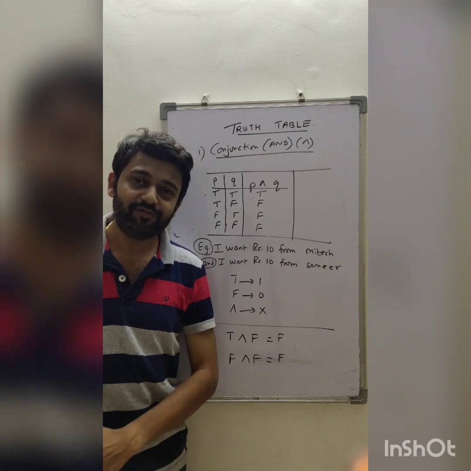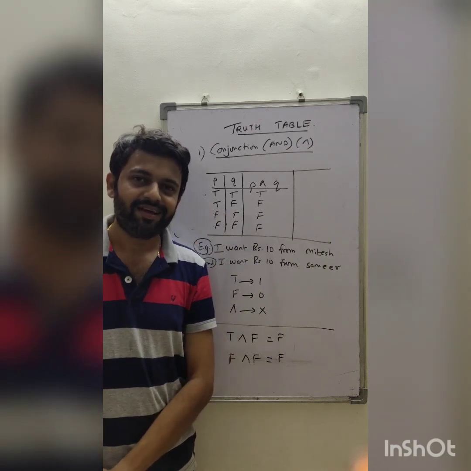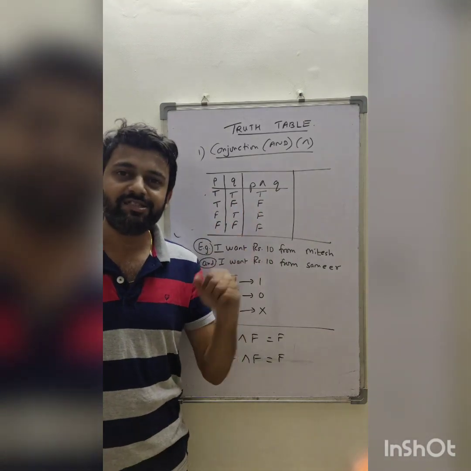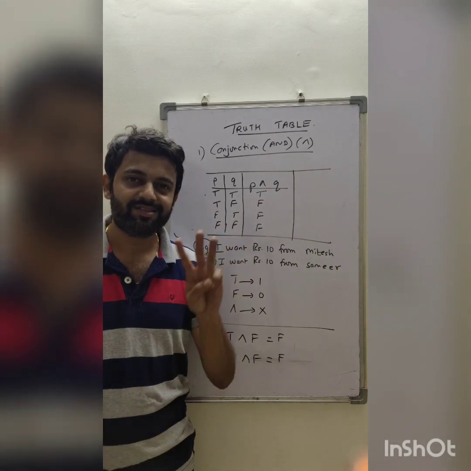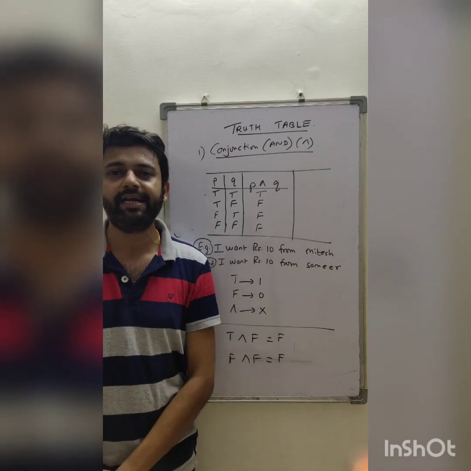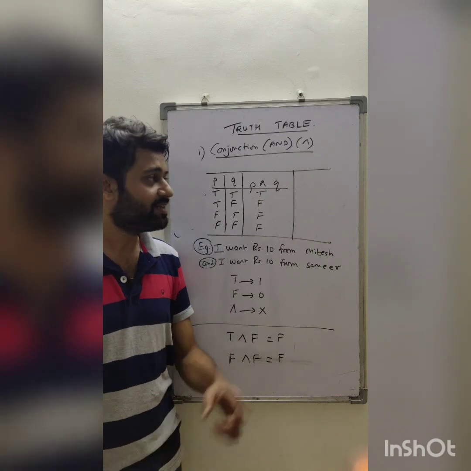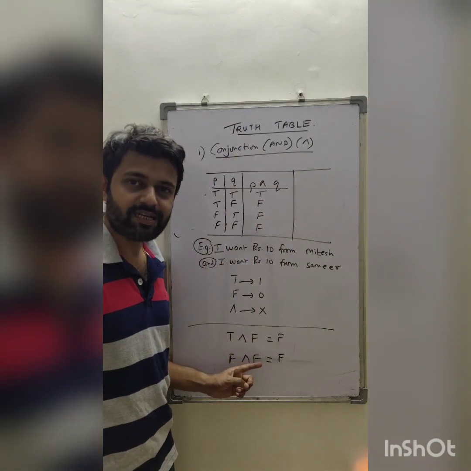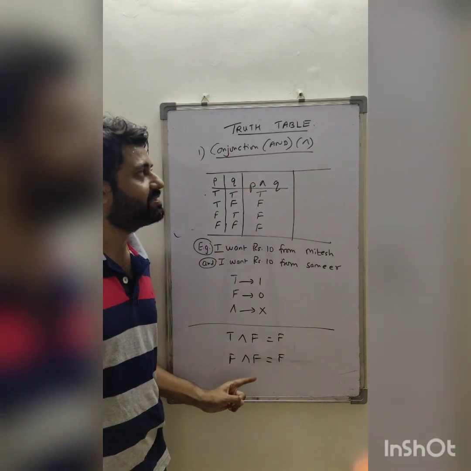In this way, there are 4 more truth tables coming. Total 5 truth tables we have to study. The first is conjunction. The second will be disjunction. The third will be conditional. Fourth will be biconditional. And the fifth will be negation. I have completed conjunction. The next truth table will be disjunction. Please understand this conjunction.